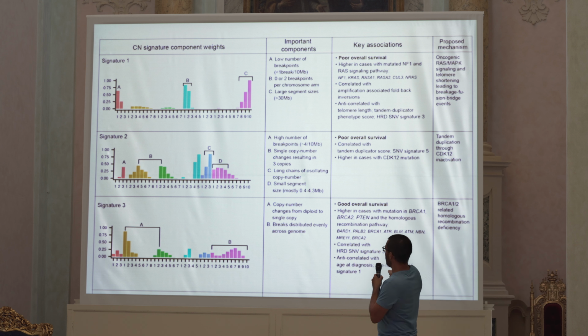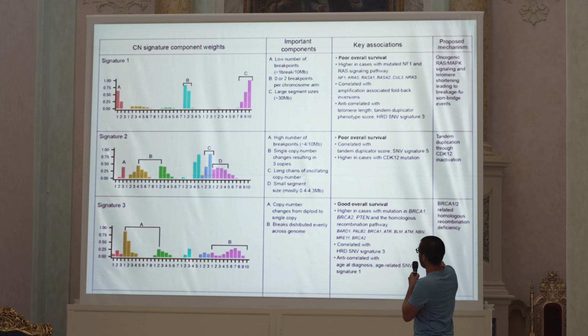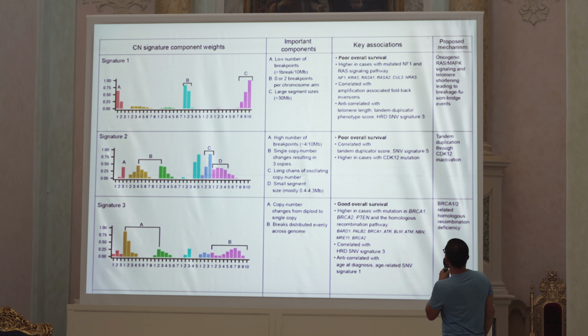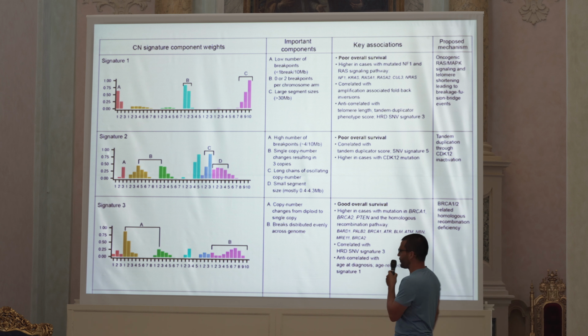This shows you how a signature looks. And the important components of signature 1, for example, are low number of breakpoints, 0 or 2 breakpoints per chromosome arm, large segment sizes. It's overall poor survival, higher in cases with NF1 mutations, correlated with amplification-based foldback inversions, anti-correlated with telomere length, and HRD SNV signature 3. So putting all of this together, we then say, well, this is the proposed mechanism: oncogenic RAS-MAPK signaling, and telomere shortening leading to breakage fusion bridge events.